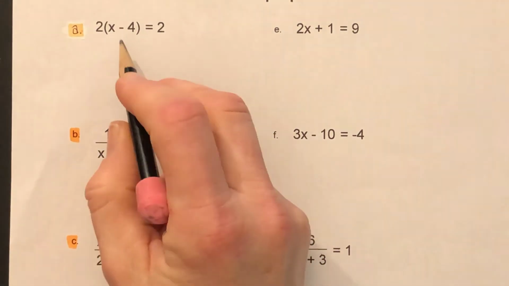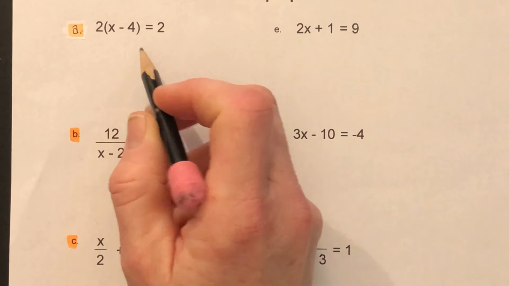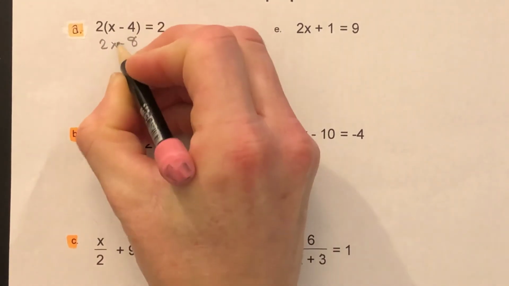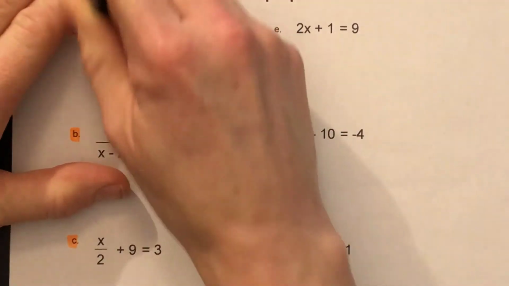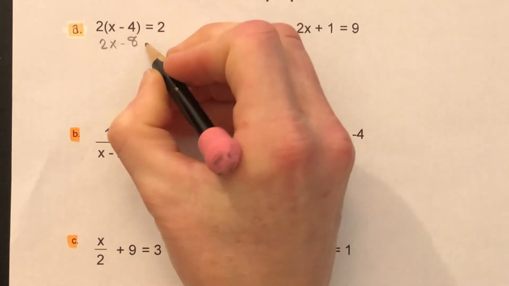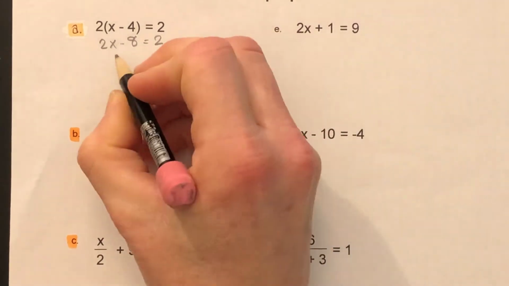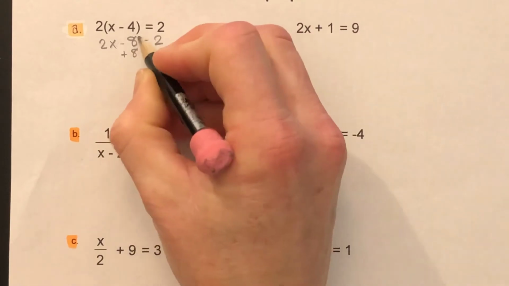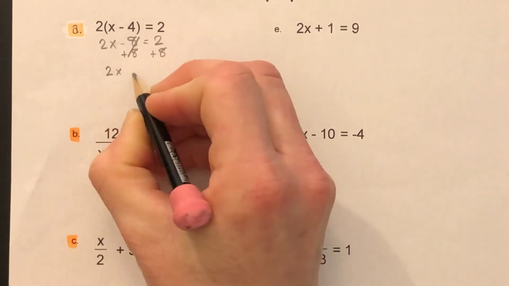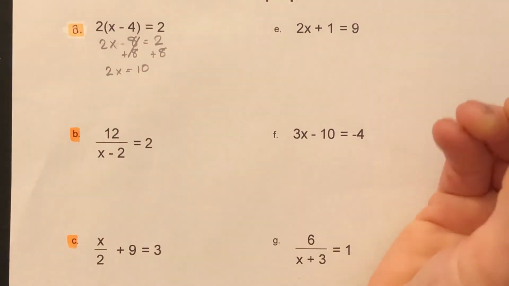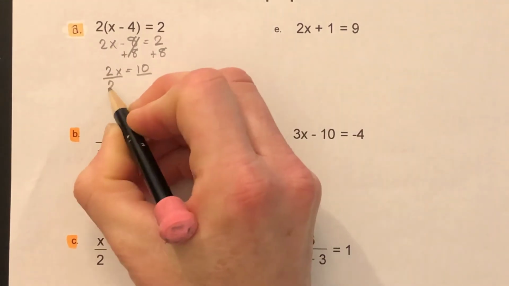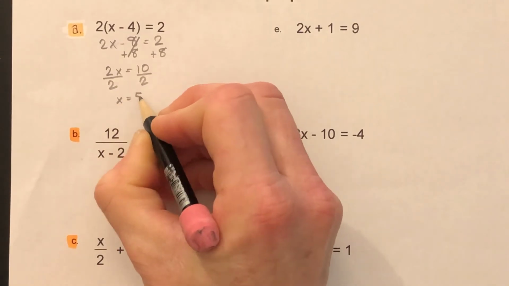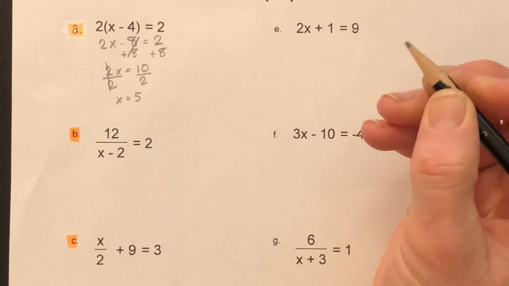Remember, there are 2 ways you can solve this. If you want to go ahead and distribute it out and solve it like this, 2x minus 8 equals 2, you can. If you do it this way, you would add 8 to both sides. I want to show you both ways. Then that becomes 2x equals 10. Then you divide both sides by 2. X equals 5.